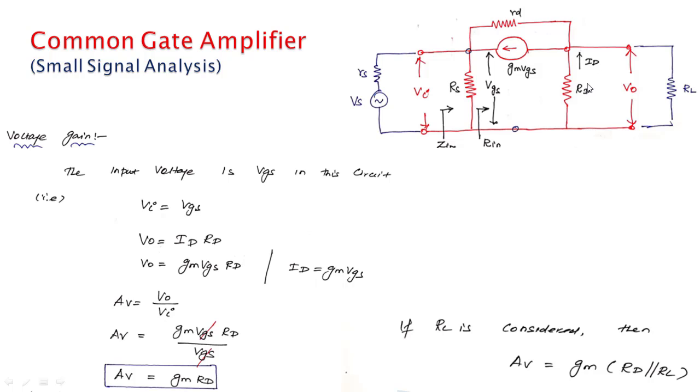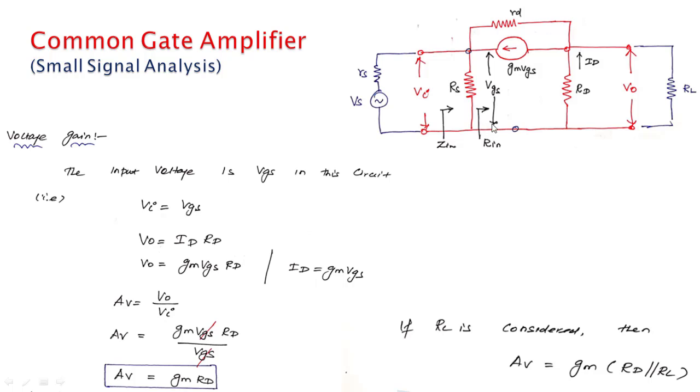The current flowing through RD is ID, and the resistance value is capital RD. So V0 is equal to, by Ohm's law, current times resistance, ID into RD. Also ID can be written as GM into VGS. Substituting, V0 is equal to GM VGS into RD. So the voltage gain AV is the output voltage GM VGS RD divided by the input voltage Vi, which is equal to VGS. VGS cancels. So the voltage gain AV is equal to GM into RD.